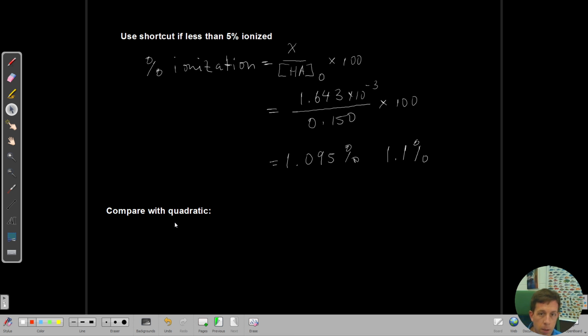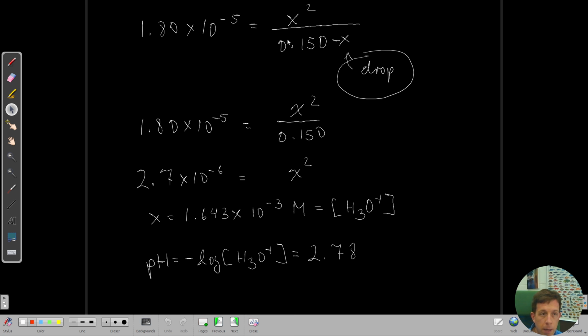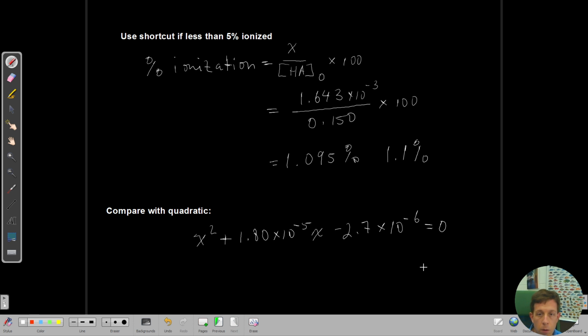We can compare the results we would have gotten if we'd solved this problem with the quadratic. Let's do it. So instead of dropping this x right here, let's leave that in and solve for the quadratic. So if I rearrange that equation on the preceding page, I obtain this quadratic, x squared plus 1.8 times 10 to the minus 5 x minus 2.7 times 10 to the minus 6 equals 0.